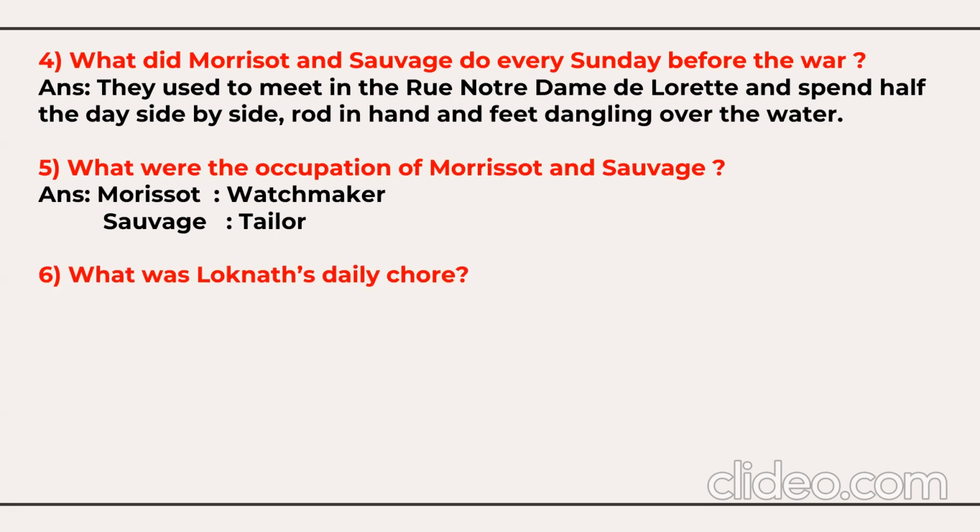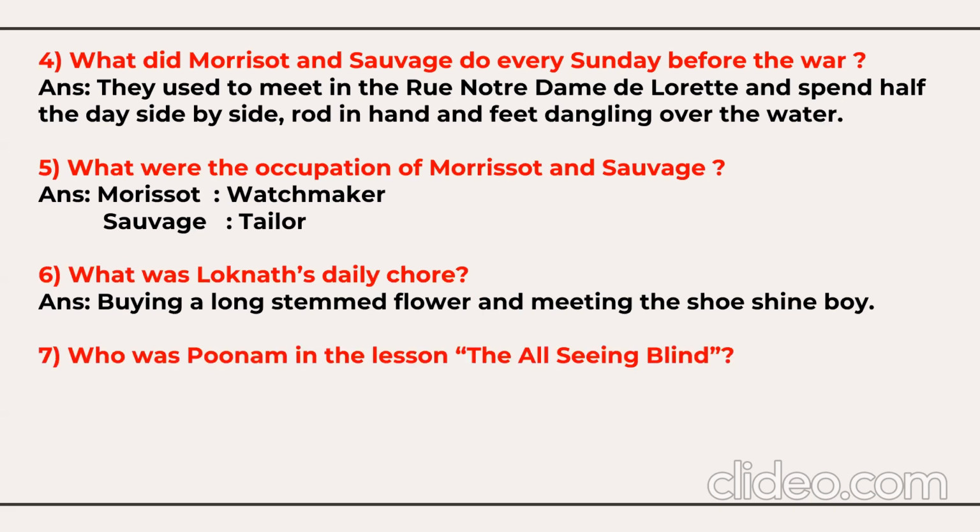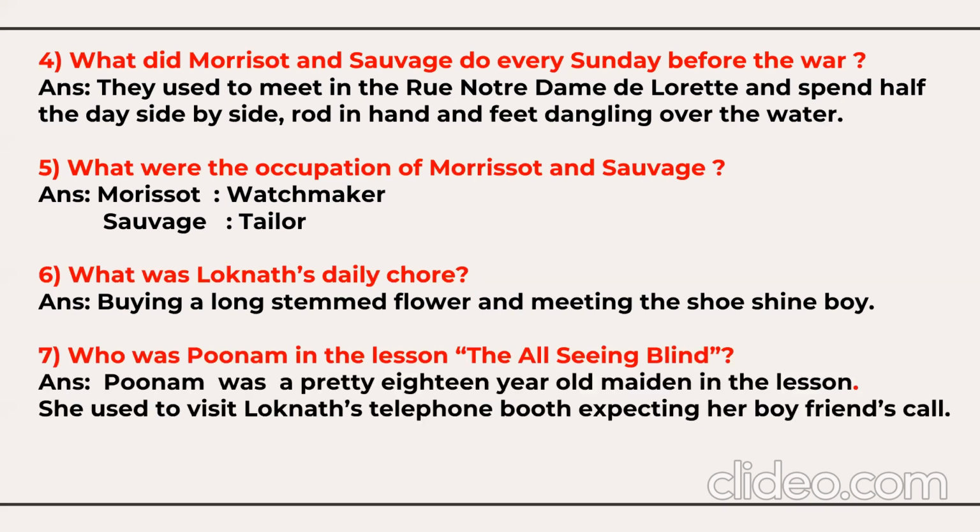What was Loknath's daily chore, his daily habit or routine? Buying a long-stemmed flower and meeting the shoeshine boy. So he had two habits, two routines: buying a long-stemmed flower and meeting the shoeshine boy. Who was Poonam in the lesson, The All-Seeing Eye? Poonam was a pretty 18-year-old maiden, a beautiful young girl. She used to visit Loknath's telephone booth expecting her boyfriend's call.